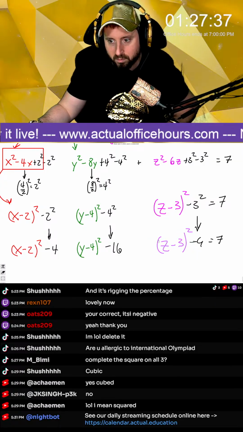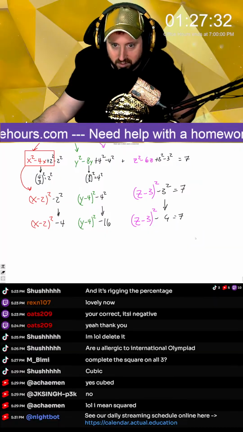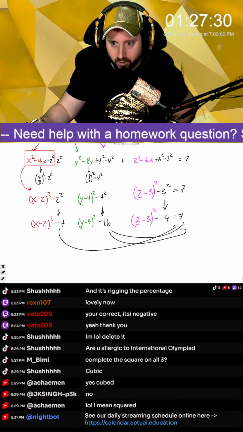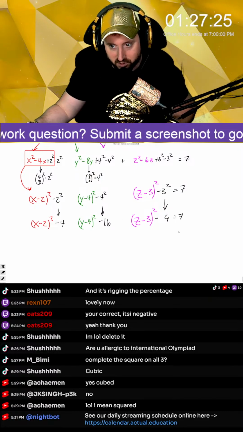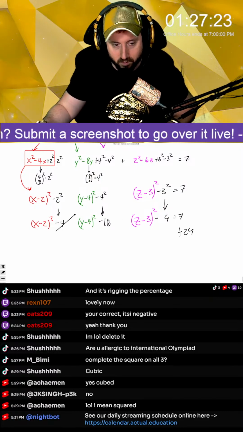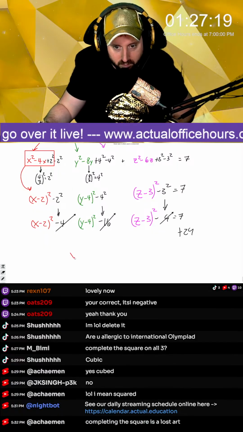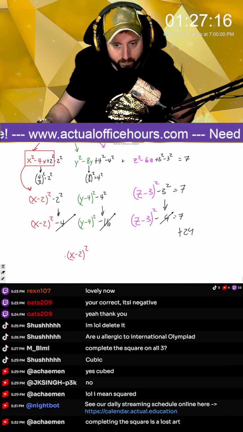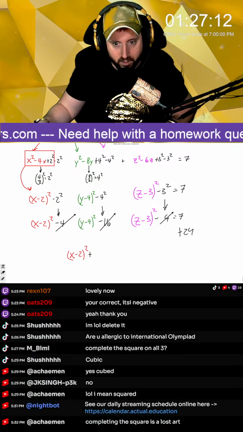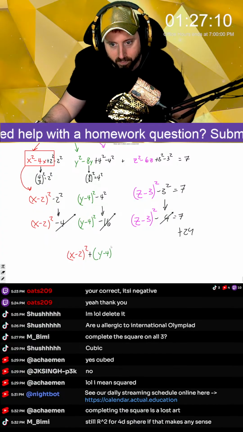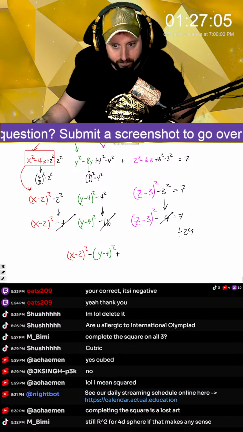Yup, there we go. So, last thing to do is move all of these things over. So, plus 4 plus 16 plus 9 is plus 29. And then that's going to get rid of all these. And so my final equation is (x minus 2) squared plus (y minus 4) squared plus (z minus 3) squared.